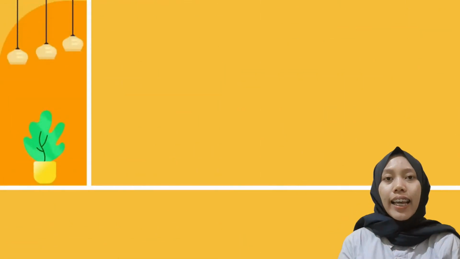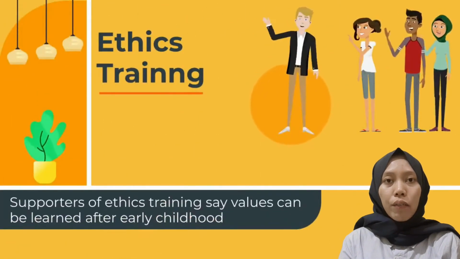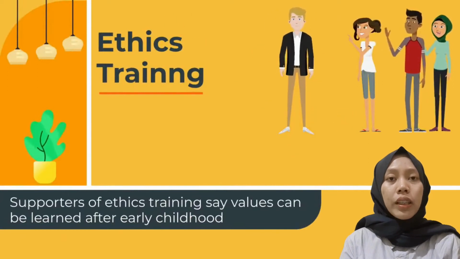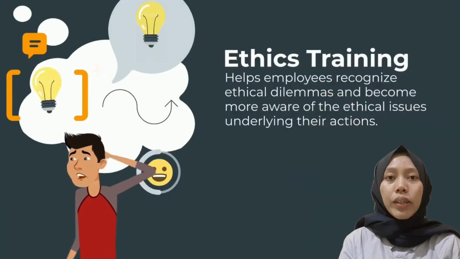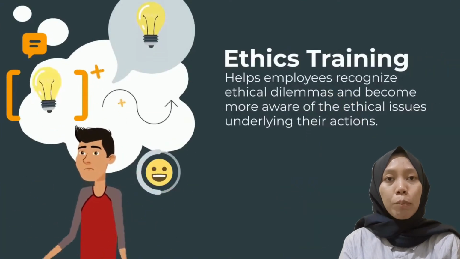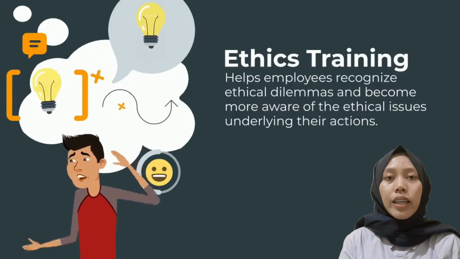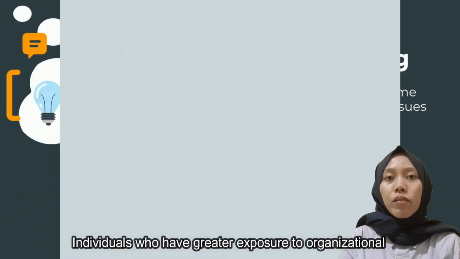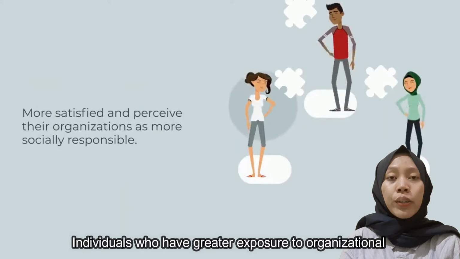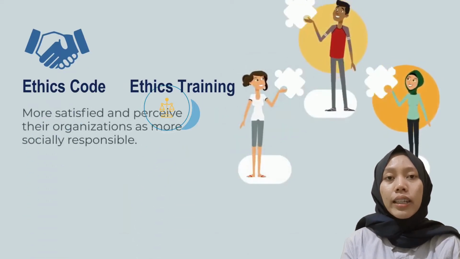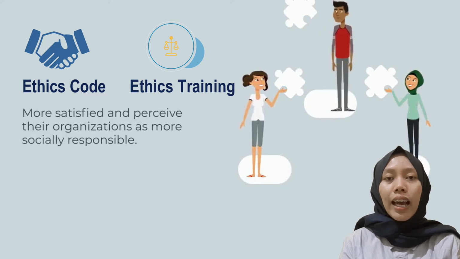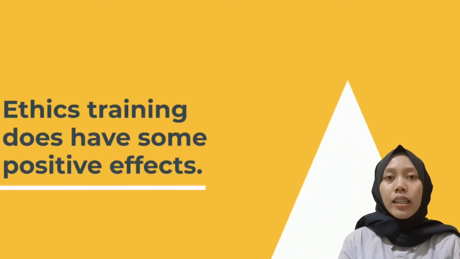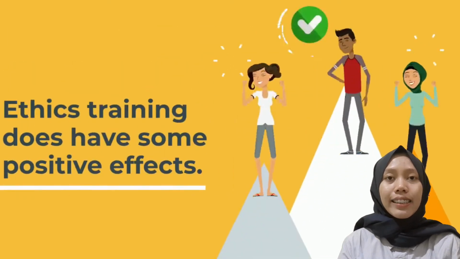And the sixth is ethics training. Supporters of ethics training say values can be learned after early childhood. Ethics training helps employees recognize ethical dilemmas and become more aware of the ethical issues underlying their actions. Individuals who have greater exposure to organizational ethics codes and ethics training do tend to be more satisfied and perceive their organizations as more socially responsible. So, ethics training does have some positive effects.